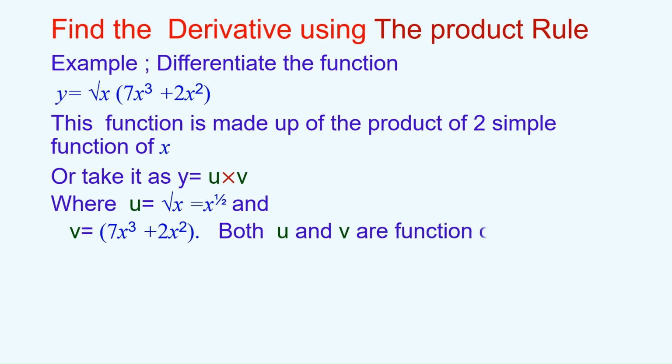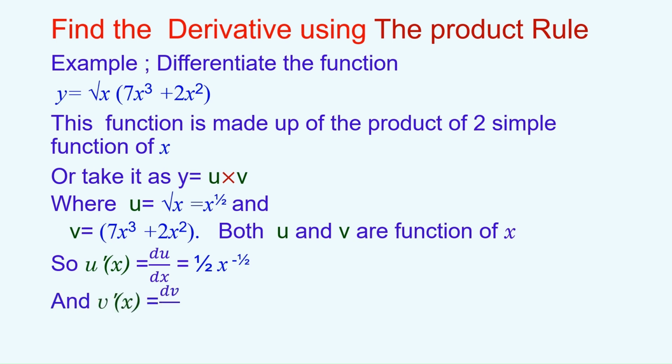Both u and v are functions of x, so u dash of x equals du/dx equals 1/2 x to the power of minus 1/2, and v dash of x equals dv/dx equals 7 times 3x squared plus 2 times 2x equals 21x squared plus 4x.